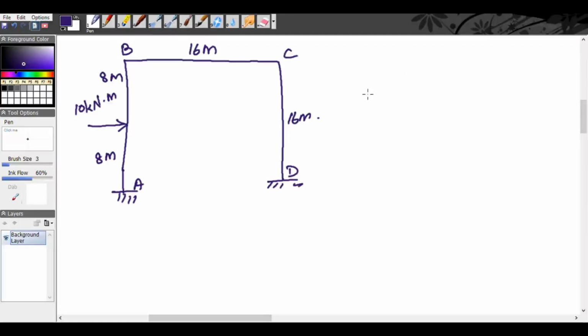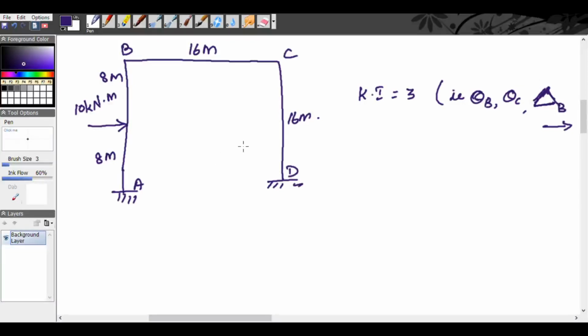Which means you will have the kinematic indeterminacy is 3 for this problem. That is the displacement at B, displacement at C, and there is a sway. So we will have this rotation at B, rotation at C, that is the displacements are rotation at B, rotation at C, and the deflection at B in the horizontal direction. Okay, these three are the kinematic indeterminacies.